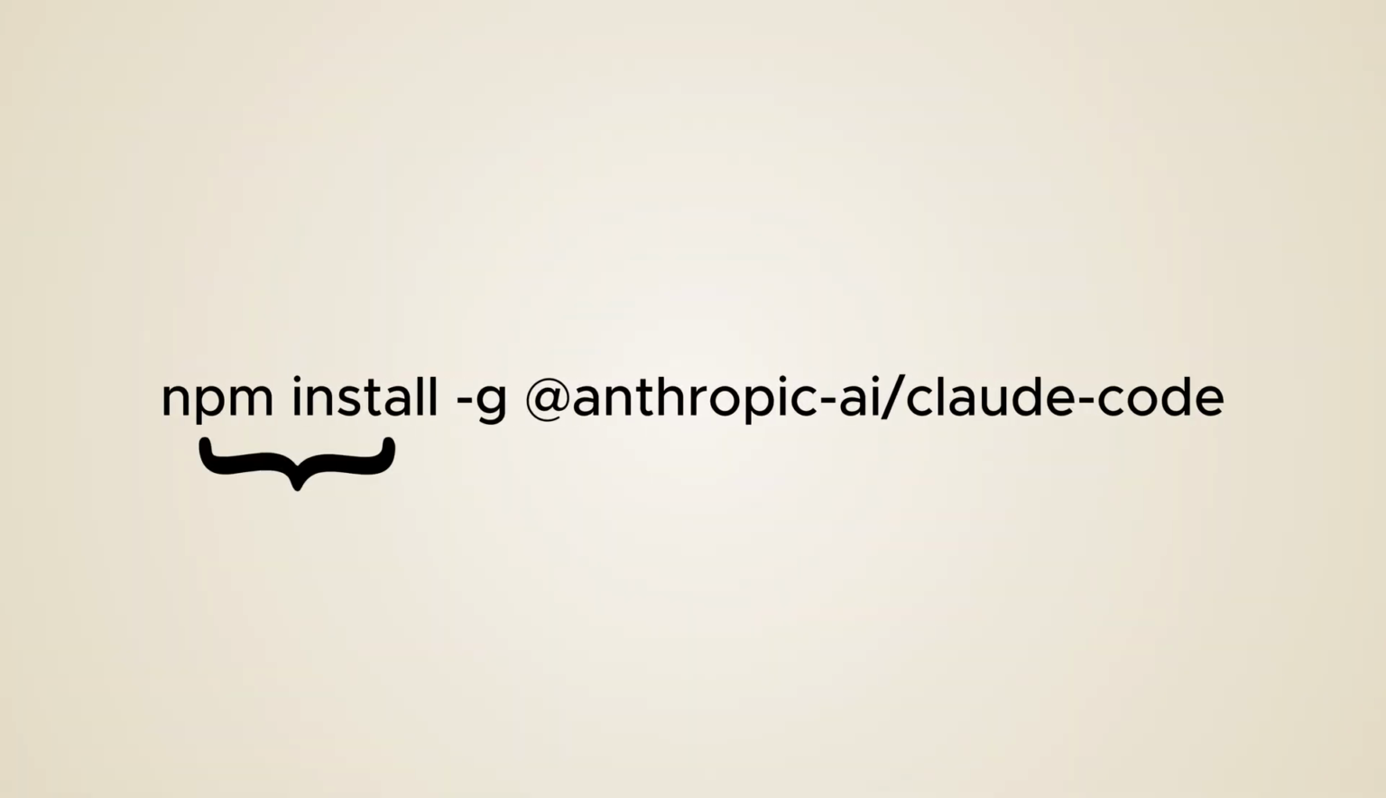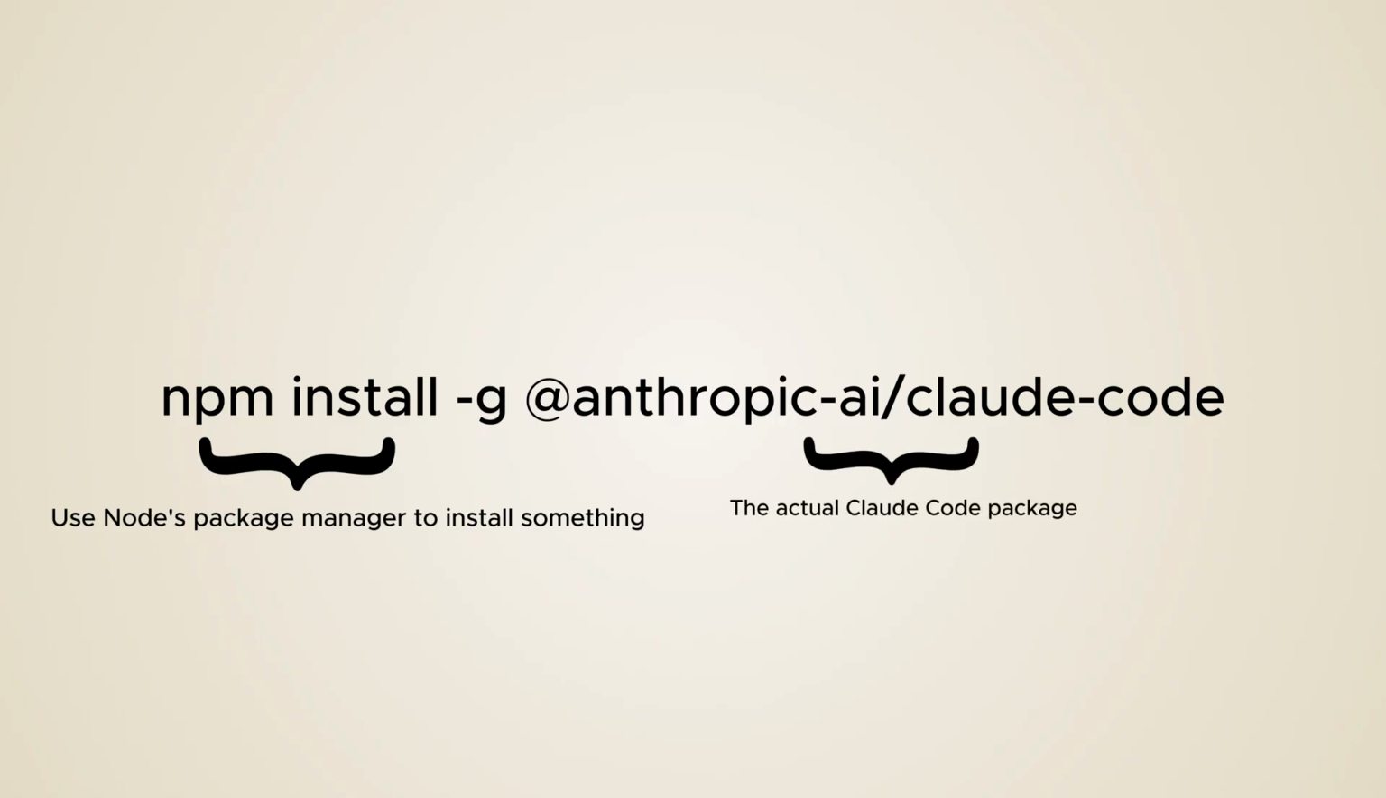Now, in case you're wondering what this command actually means, essentially npm is a tool that comes with Node.js, and it helps you download and manage extra code called packages, which your project needs to actually be able to work properly. Then the @ symbol is just telling you which organization published the package.